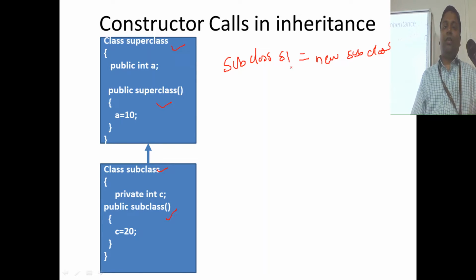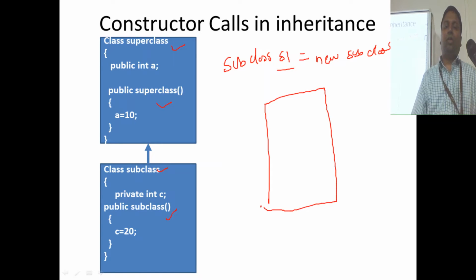So in this case, what will happen? You have allocation for what are the variables here? In superclass you have A, in subclass you have C. So how will the constructors be executed? Say the constructor for the superclass will execute first, initialize A to 10. So that is the order. First it will execute this, next it will execute this and initialize C to 20.